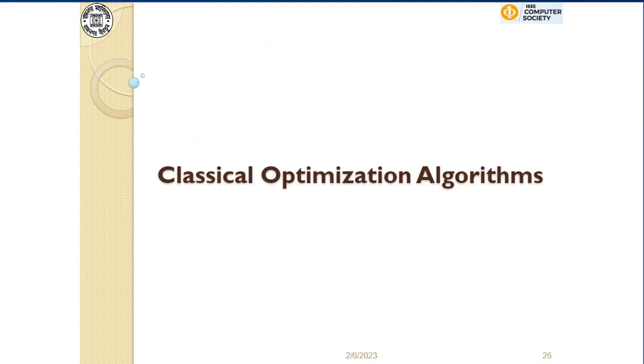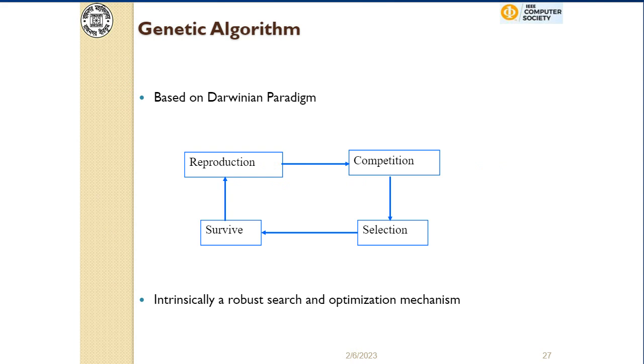So before moving into that, you have to browse through some different classical optimization algorithms, because all of these are very well known to you anyway. For the sake of completeness, the genetic algorithm was devised by John Holland in the 1970s. It is based on the Darwinian paradigm, where you have reproduction, then competition, selection, and survival. So it is actually an iterative procedure.